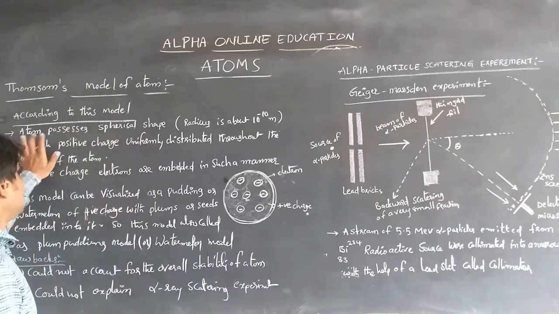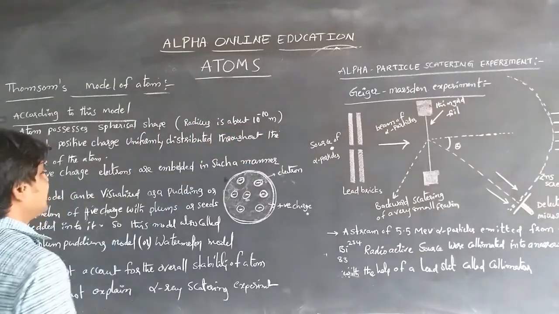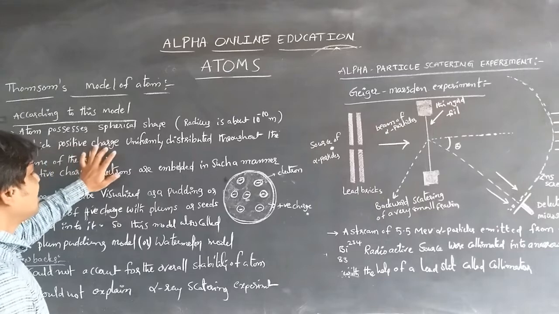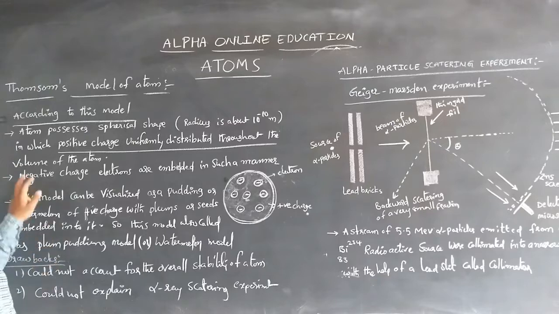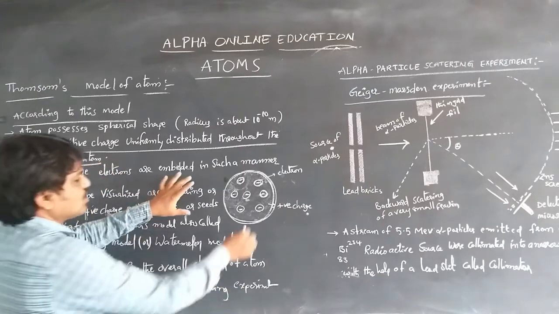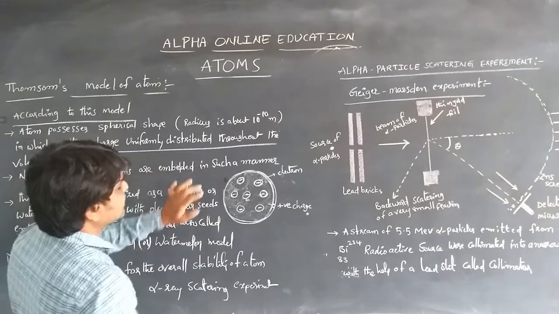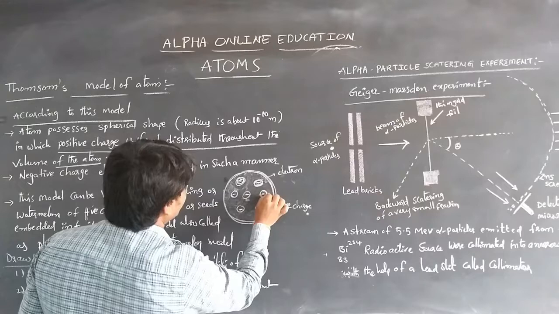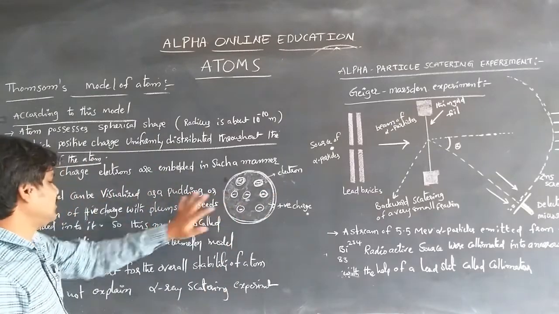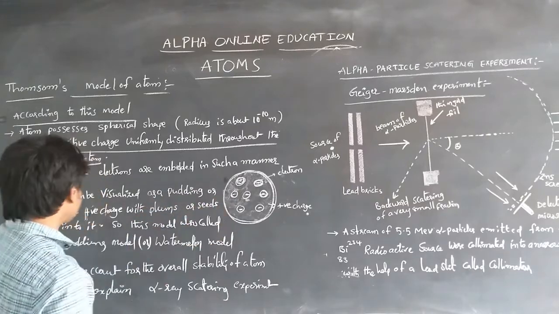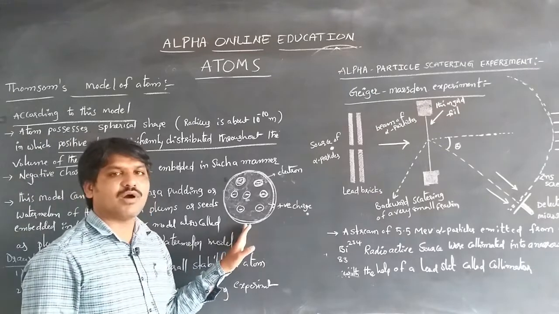So we can say that the atom possesses a spherical shape with a radius of approximately 10 to the power of minus 10 meters, with a positive charge uniformly distributed throughout the volume of the atom, and negatively charged electrons embedded in it. This model can be visualized as a pudding or a watermelon with plums or seeds, so it is also called the plum pudding model or watermelon model.